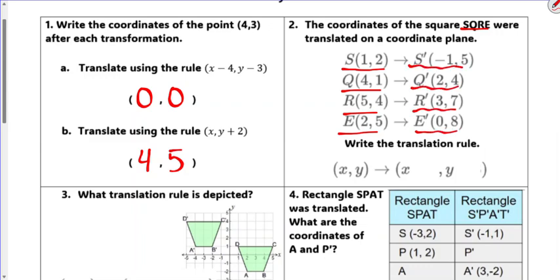So the translation is consistent throughout each of these. The same thing is happening to all of these coordinates. So I want to think about how to write this rule. Let's just pick, I think the bottom one's the easiest to look at. It's going to be the same for all of them.